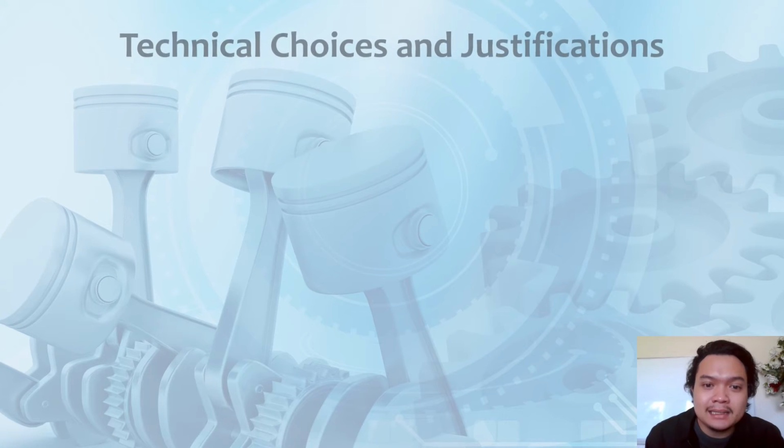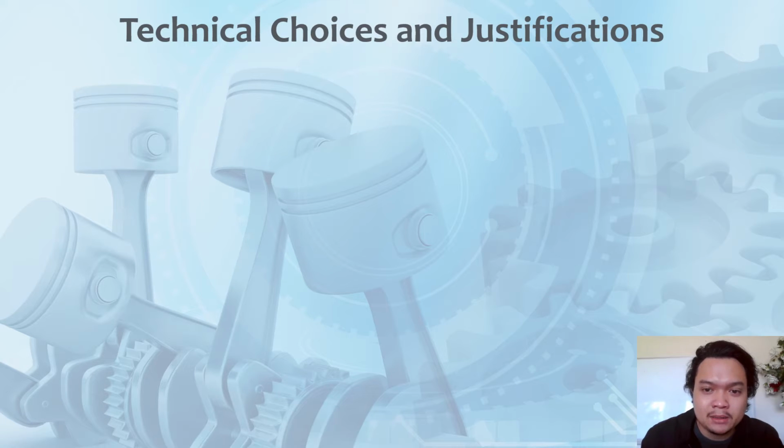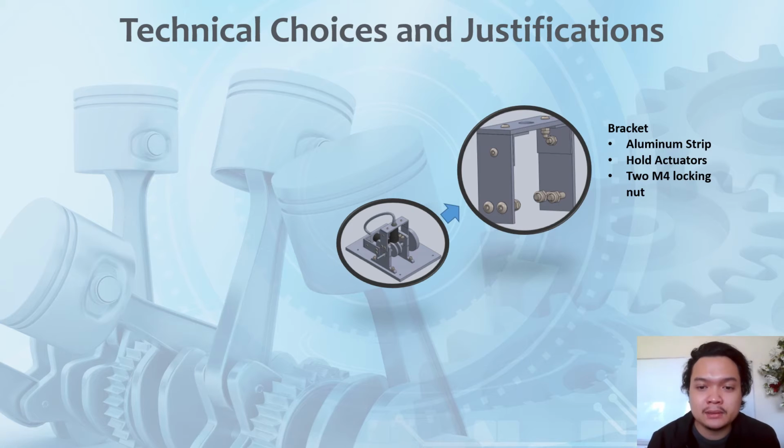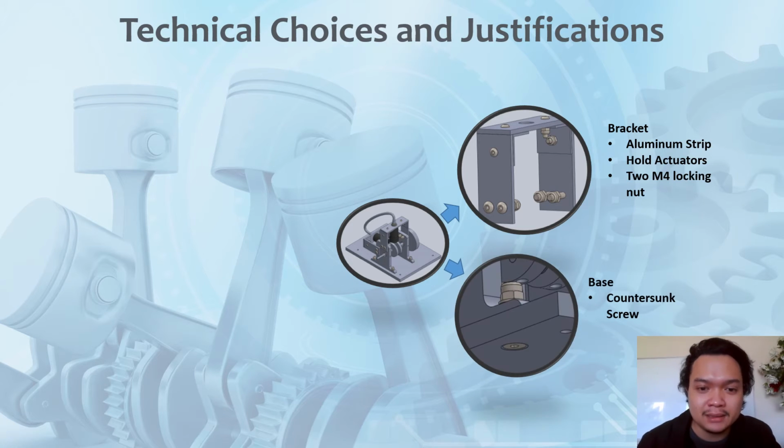Next are the technical choices and justifications that have been made for our final design. Firstly, a bracket has been made to hold the actuator at the threaded part. It will be made out of aluminum strips given in the project material, as it only needs to be cut and requires fewer manufacturing steps. It will be fastened onto the stand using two M4 locking nuts to avoid left and right movement of the bracket. Next is the base of the design. The stand of the engine will be fastened using countersunk screws from the bottom of the PVC base to avoid the screw heads protruding out of the base of the engine.